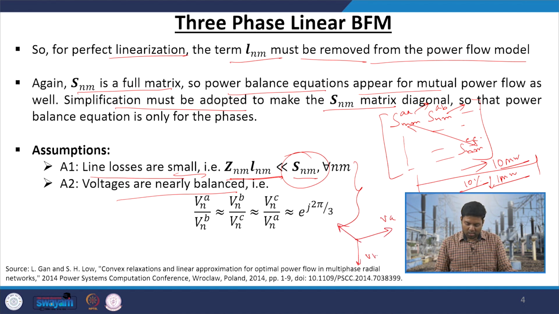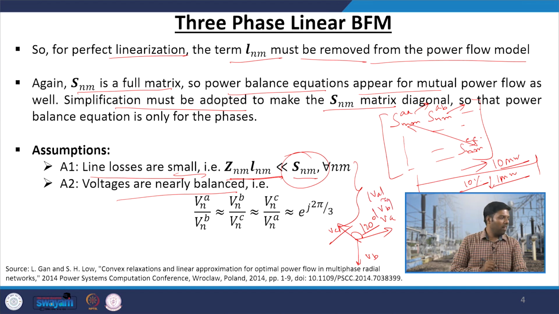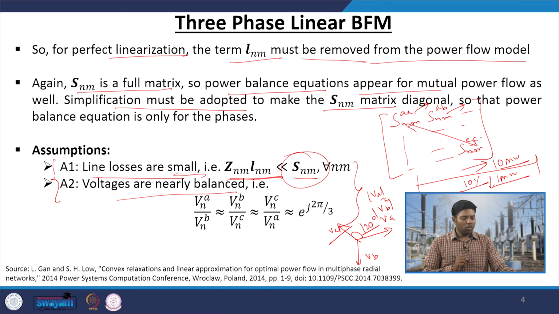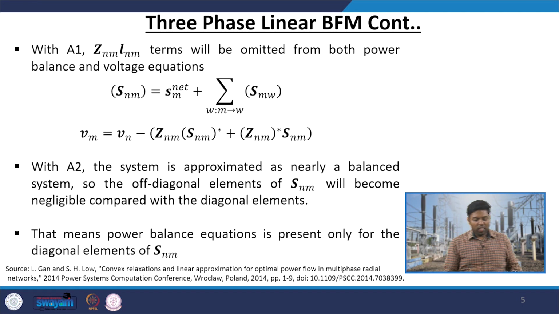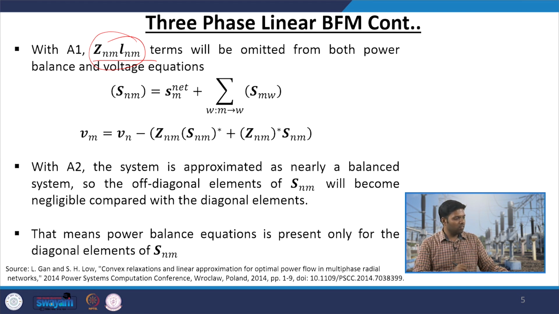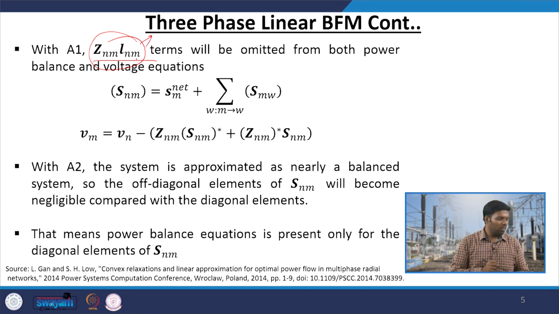If this is your VA, this is your VB, this is your VC, they are exactly 120 degrees apart, and the magnitude of VA and the magnitude of VB are also comparable. They are close, they are in proximity, not deviating very much from themselves. If these two assumptions A1 and A2 hold, then with assumption A1, this term will become very small. This is your loss term, I square z.